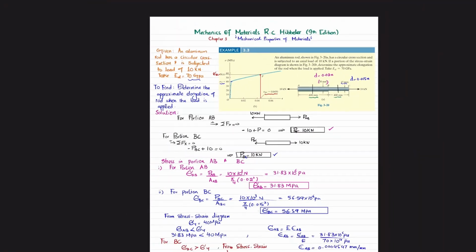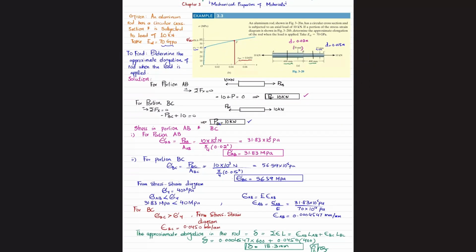So due to this loading of 10 kilonewton, you will see that there will be elongation of 18.3 millimeter in this aluminum rod. And that was all about this example 3.3.